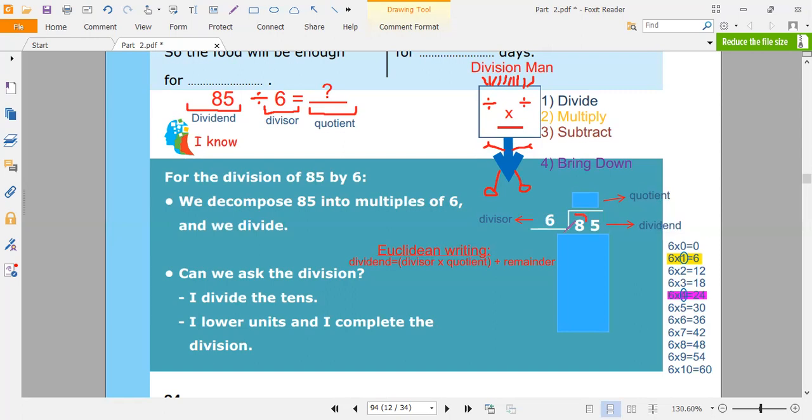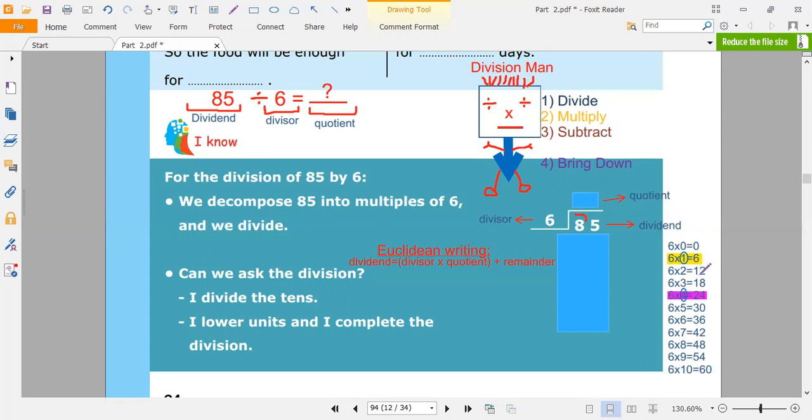And now we have to see what we have to do. Let's ask the division man what we have to do. The division man says we have to divide like his eyes. So the first step, we have to divide 8 by 6. 6 times what equals 8, or a number smaller and nearest to 8. It is 6, smaller and nearest to 8.